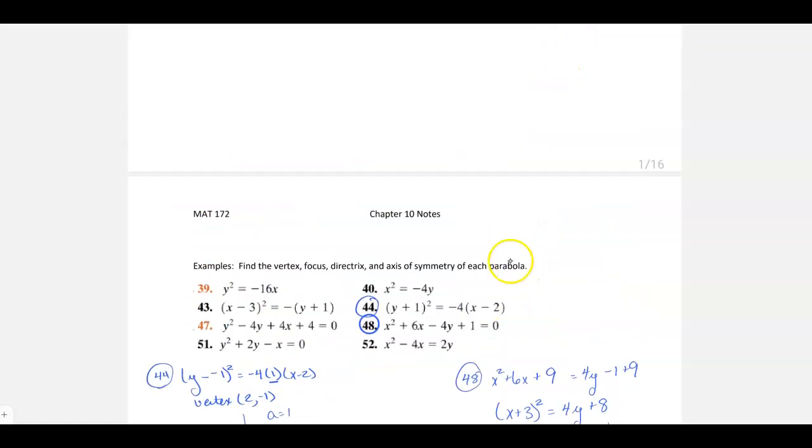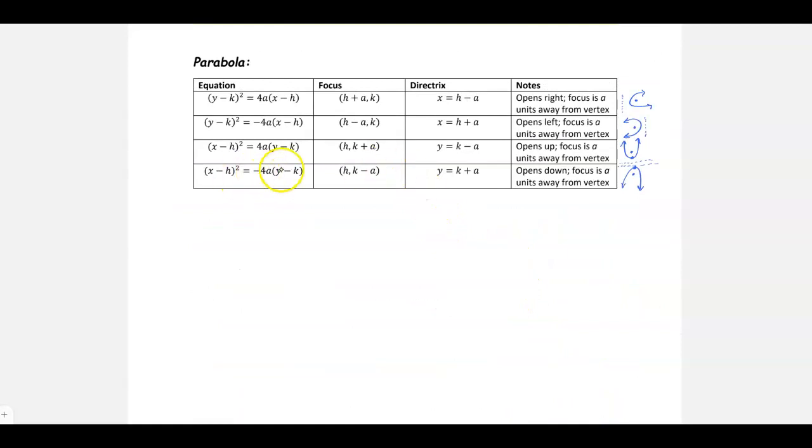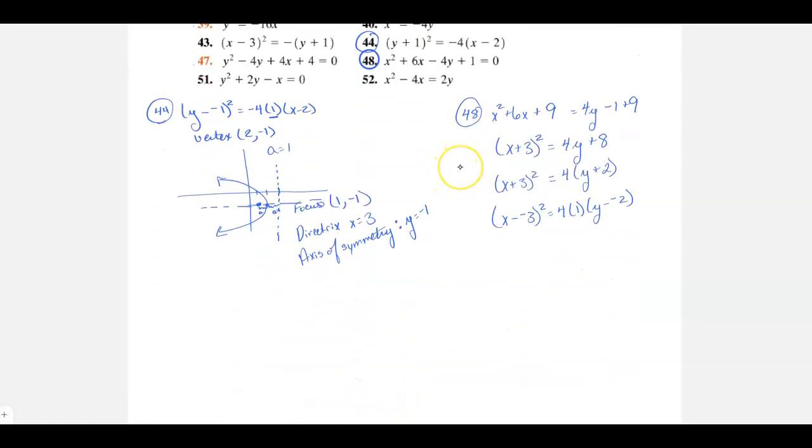So if we were to compare up here, we had a positive in front and we had our x term squared. So we're going to follow this third line. We know this guy's going to open up. We actually knew that from pre-cal algebra, right? So let's figure out everything we need to do.